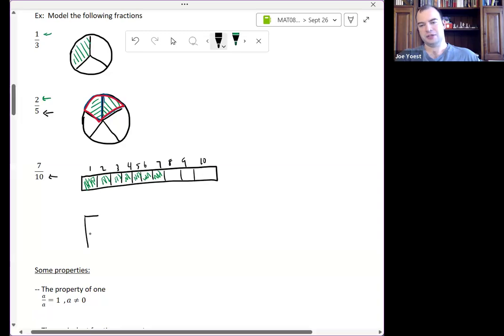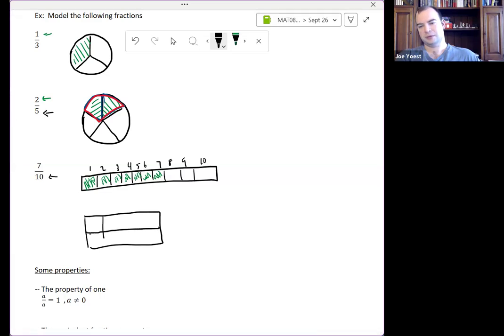So if I think of 10, its prime factorization is 5 times 2. I can make 10 blocks this way, right? 5 columns and 2 rows. And I could shade 7 of these. Either of these would be valid models, or of course I could draw a circle, split into 10 roughly equal sectors, and shade in 7 of them. Lots of ways to think about this model.